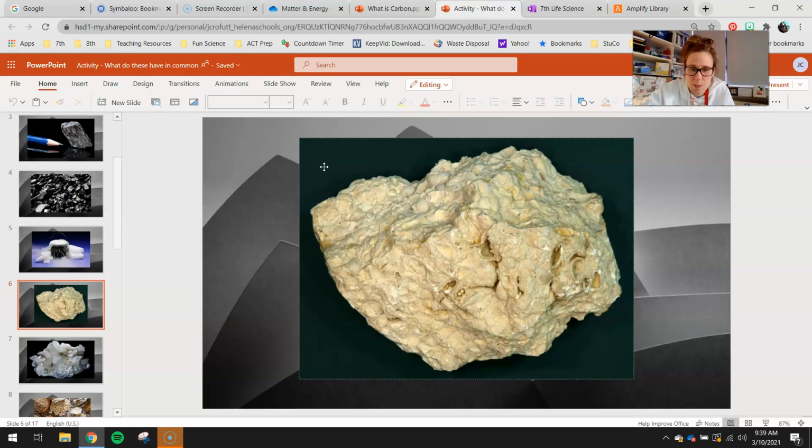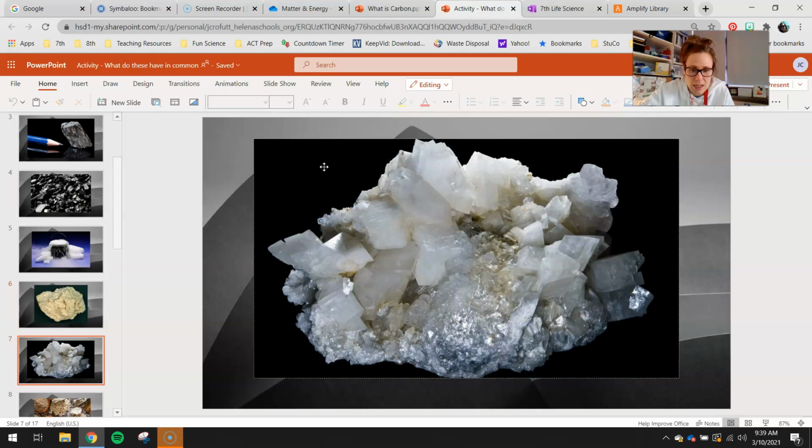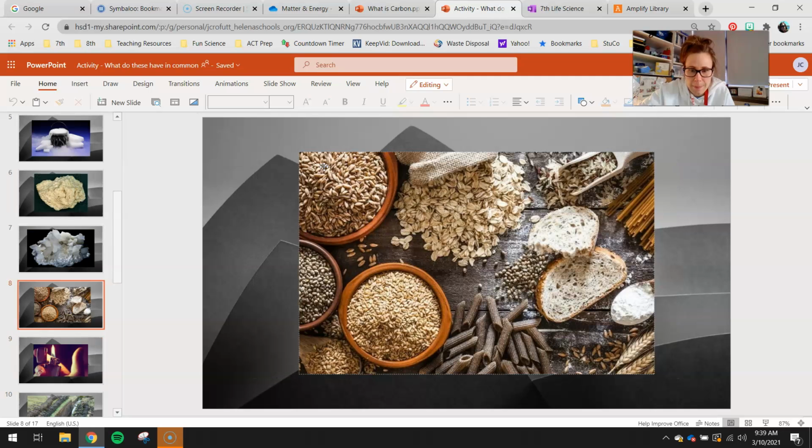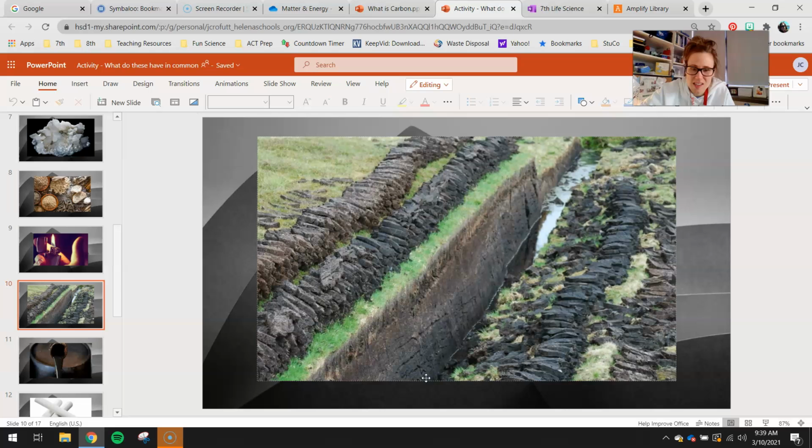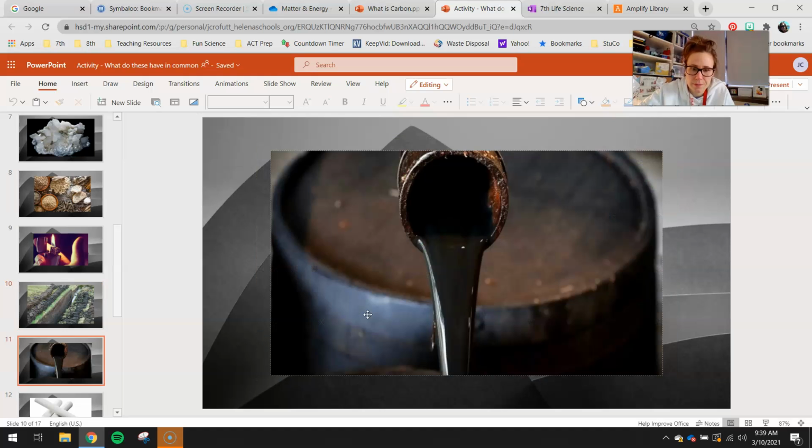This is limestone, I believe. Okay, so this is a limestone rock. Quartzite, I believe. Now we've got a bunch of grains. We have a lot of different carbohydrate type foods like oatmeals, pastas, grains, breads, rice, flour, things like that. Okay, a butane lighter. This is a sod farm. This is where they're getting pieces of sod and dirt for topsoil.